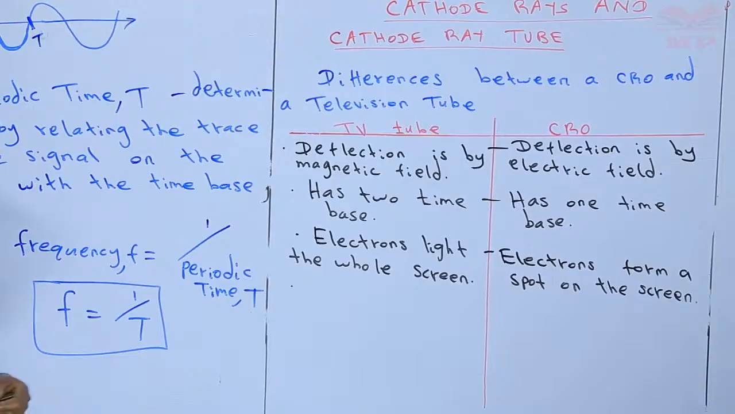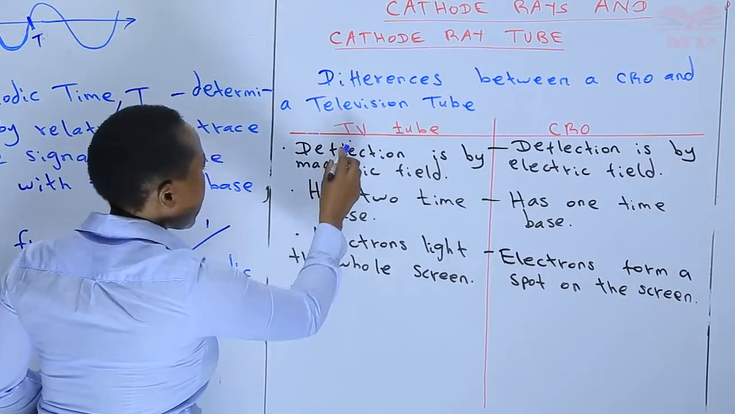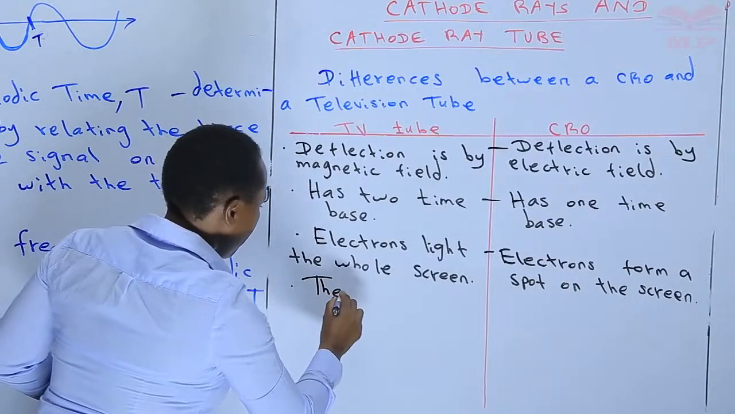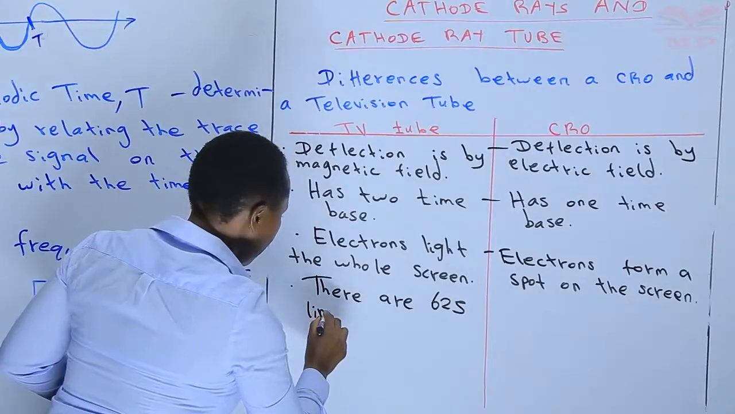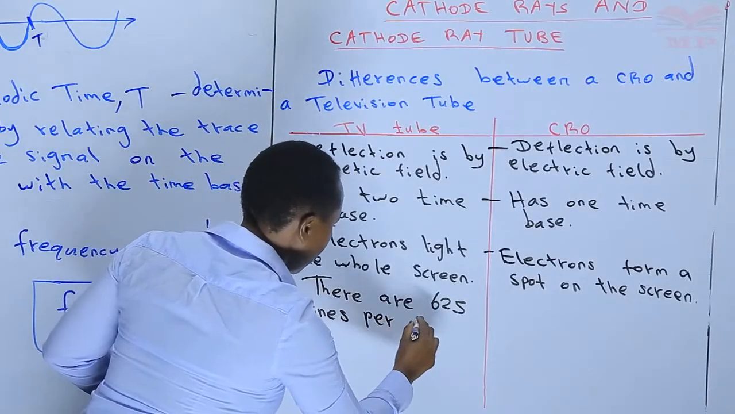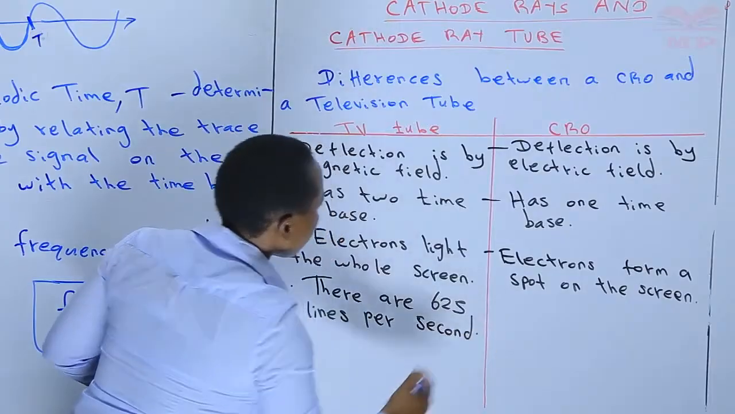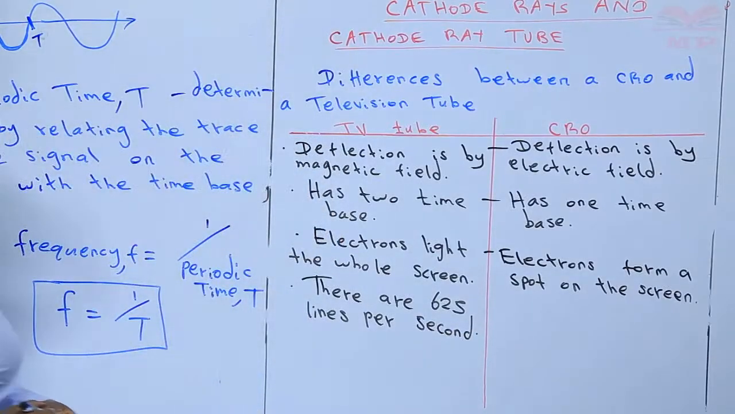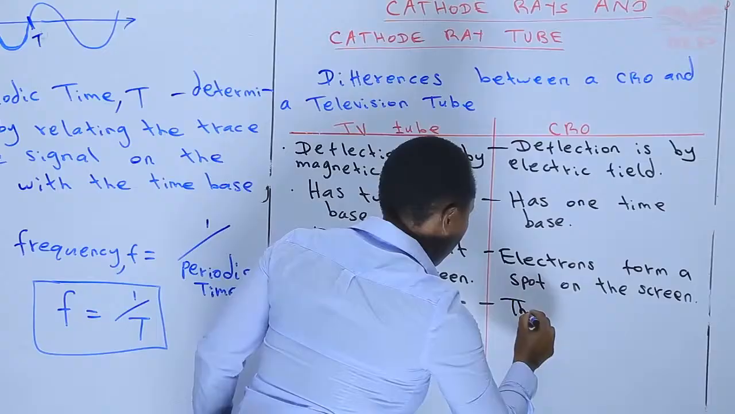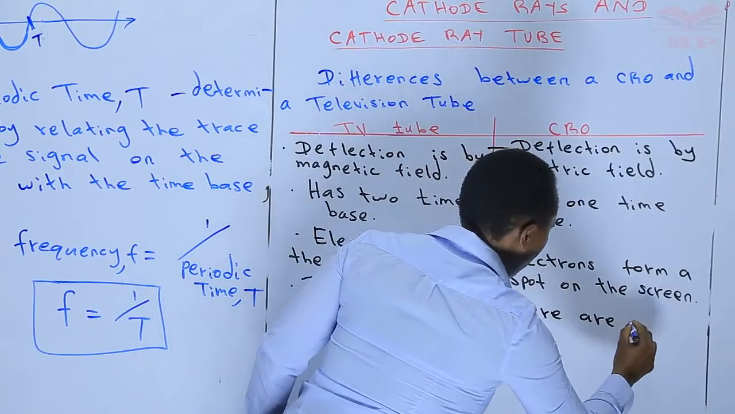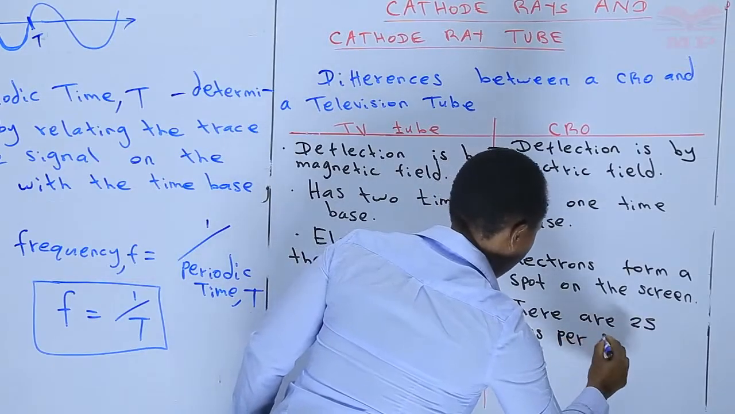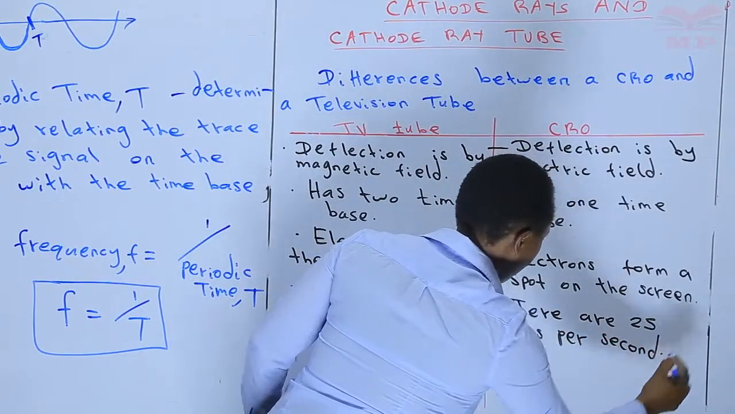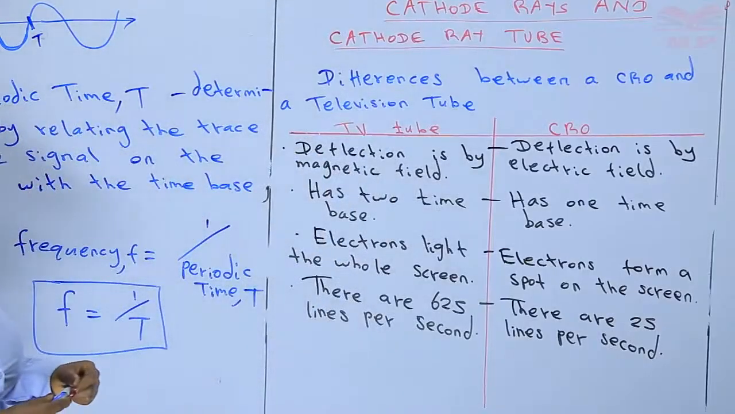Finally, there are 625 lines per second in a TV tube, whereas in a CRO, there are only 25 lines per second. So those are the differences, four differences between a TV tube and a CRO.